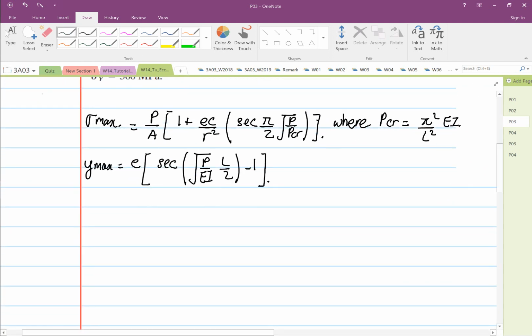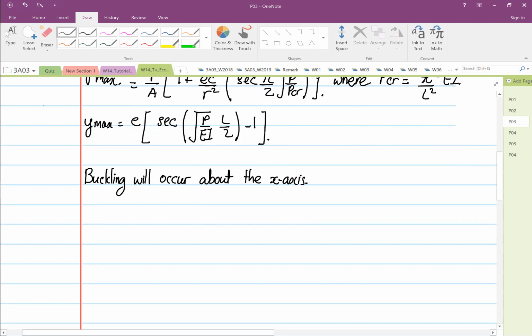we declare that buckling will occur about the x-axis. Straightforward. Okay, and then from here you have to find out Ixx.